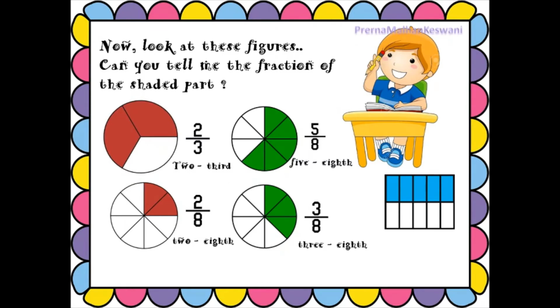Here, there are 10 parts, but only 5 parts are shaded. So, the fraction of the shaded part will be 5/10. Yes, you are right. The total number of the parts are 10. So the shaded fraction will be 5/10.